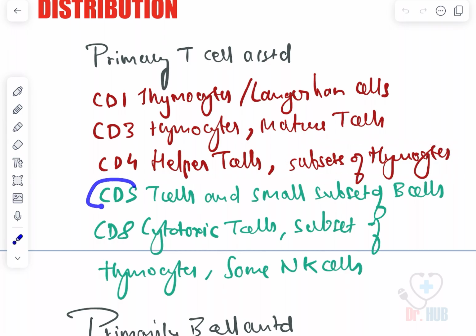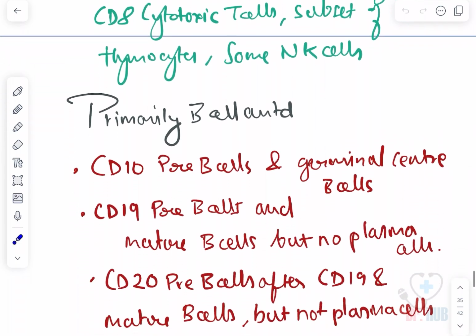Next, we look at the CD5. So the CD5 T cells and a small subset of the B cells. Then CD8, this is cytotoxic T cells and the subset of the thymocytes and some other NK cells.